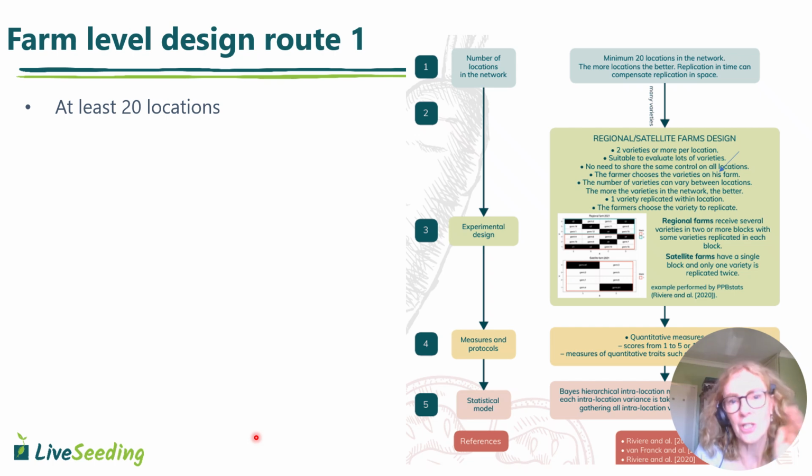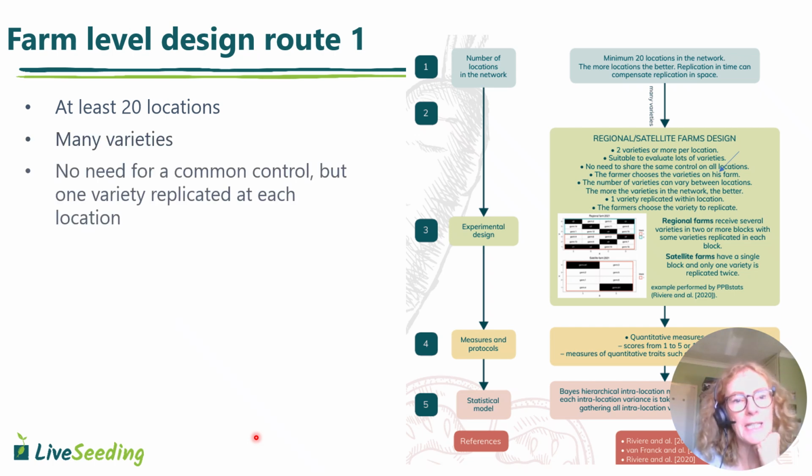So number of locations, at least or a minimum 20, and many varieties. You can see in very small print there, many varieties. So quite a lot of locations, many varieties. So this is getting into the actual design, and it's quite interesting.